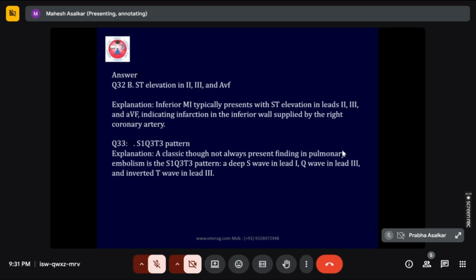Question number 33, it is S1Q3T3 pattern, a classical though not always present finding in pulmonary embolism: a deep S wave in lead 1, Q wave in lead 3 and inverted T wave in lead 3. Okay, S1Q3T3 pattern is correct.